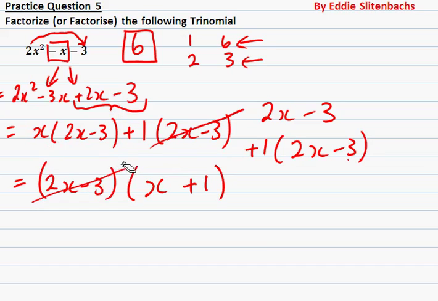So my final answer is going to be those two bracketed terms, 2x take 3 and x plus 1. Alright, so we've factorised that. A little bit harder because we had two negatives. It could be positive and negative, but we can still work it out the same method.